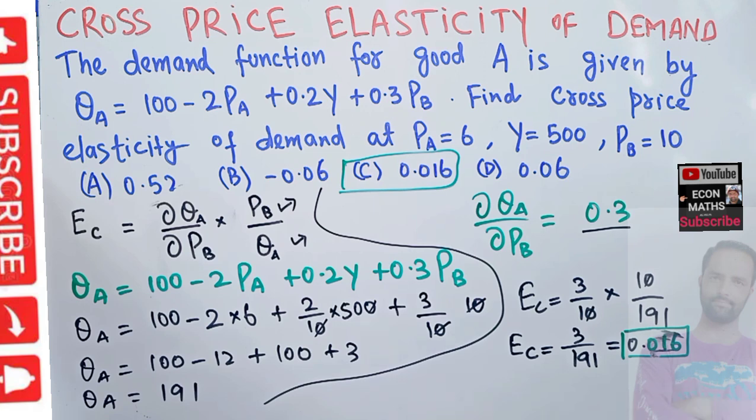Since we got a positive value of cross price elasticity of demand, that means the two goods are substitute goods. Here goods are substitutes because demand for one good increases when the price of the substitute good increases. So if the price of good B increases, quantity demanded of good A increases. That means these two goods are substitutes, since we got a positive value for cross price elasticity of demand. I hope I made myself clear here. Thank you.